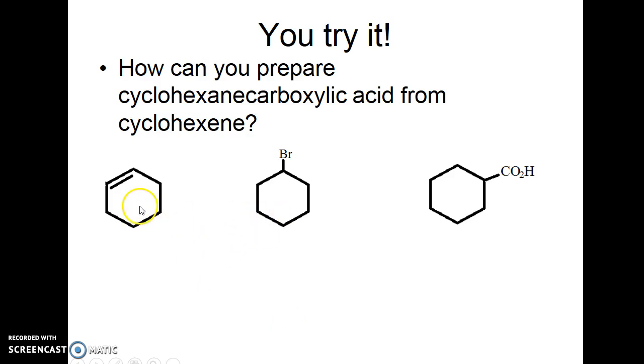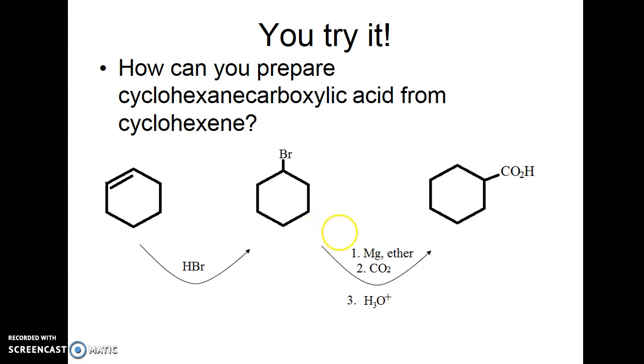Okay, so now how do I go from one intermediate to another? Well, for the first step, I just use hydrobromic acid. Once I have the alkyl bromide, I can treat that with magnesium and then carbon dioxide and wash with acid, and that gives me cyclohexane carboxylic acid.